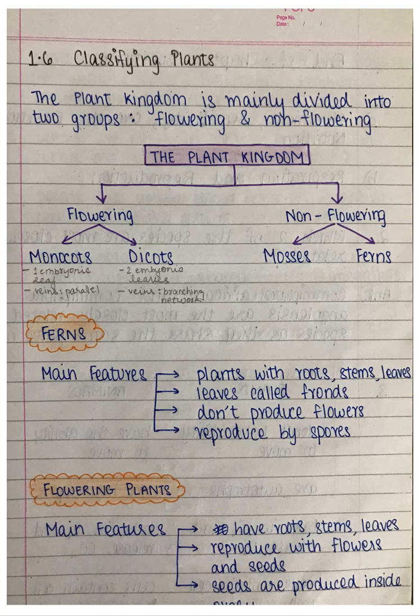Non-flowering plants example is ferns. So ferns features include leaves called fronds. They don't produce flowers, but they reproduce by spores, and ferns have roots, stems and leaves.